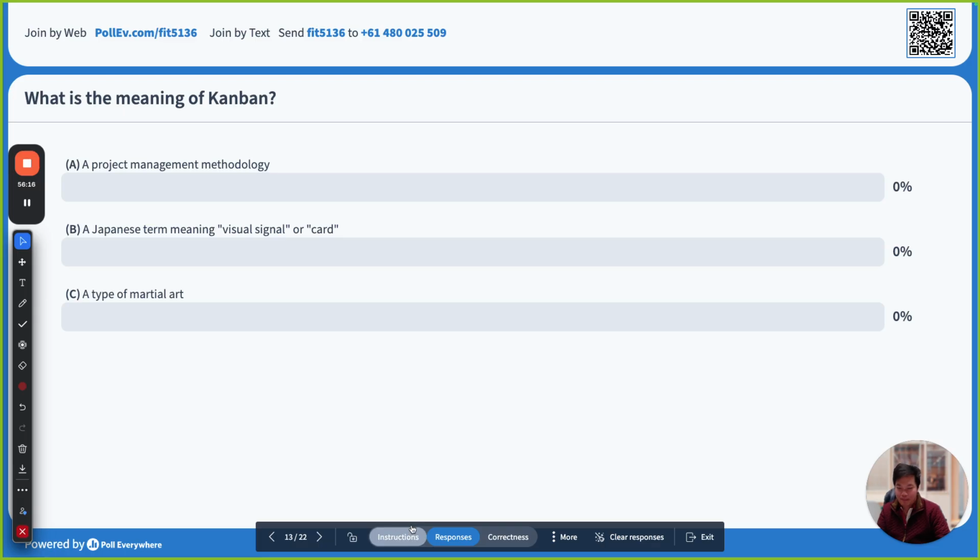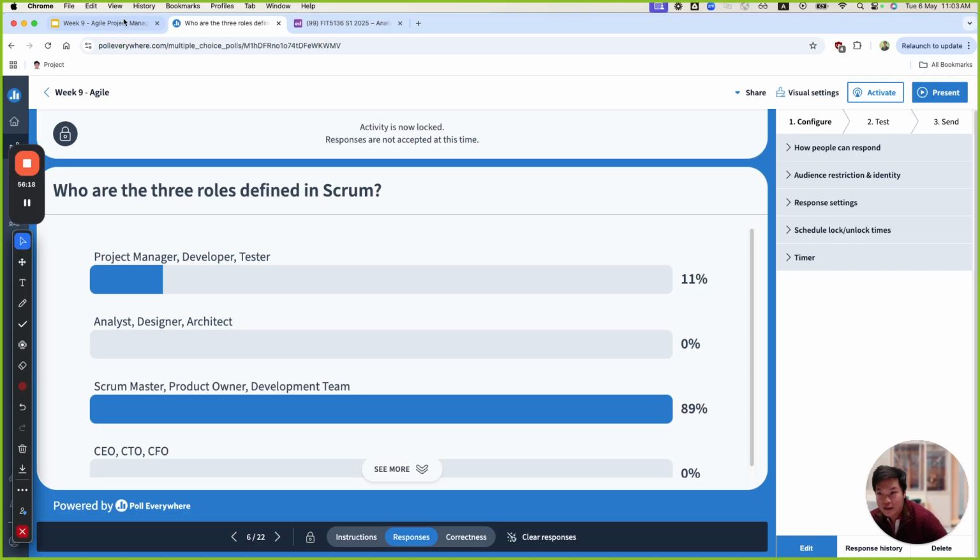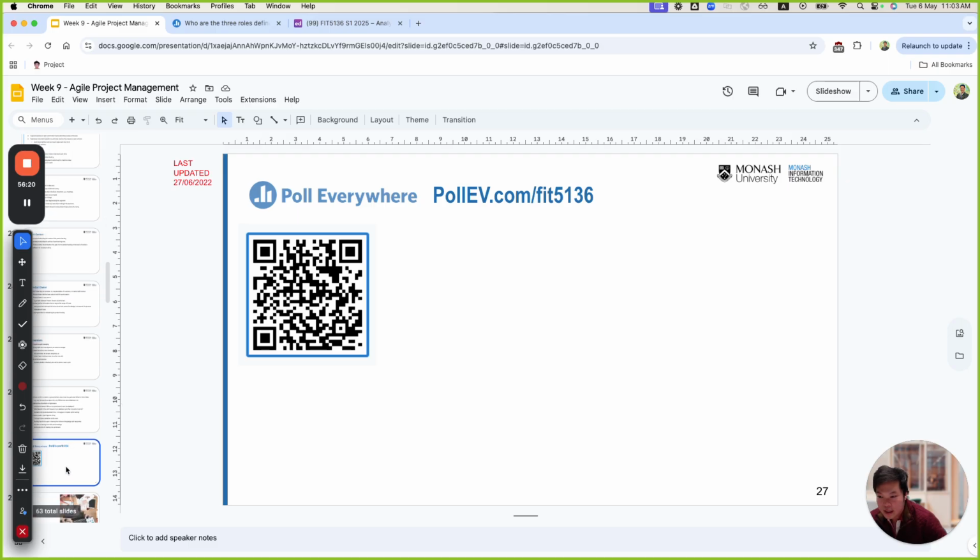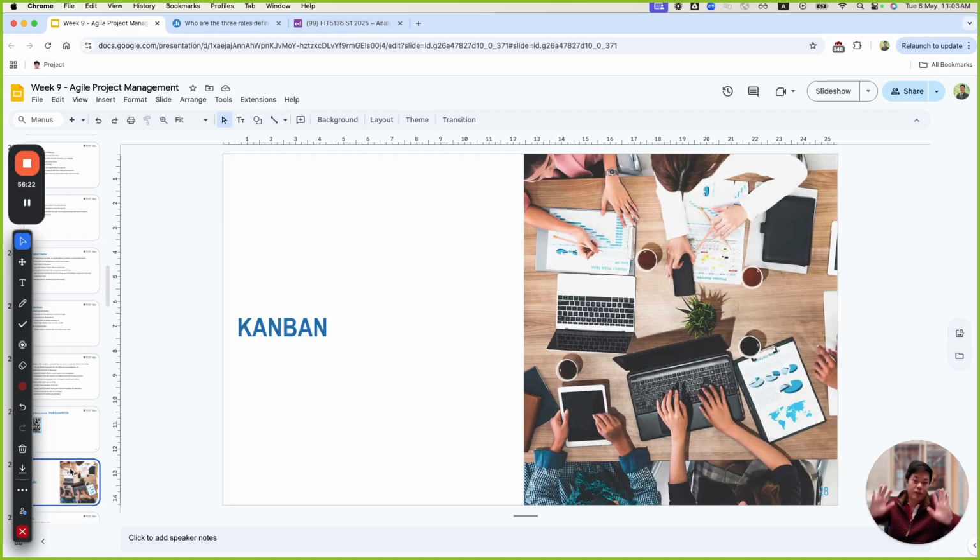Okay, what is the meaning of the Kanban? All right, okay, now go back to this one. And as I told you, Agile has two frameworks that you can implement. The first one is a Scrum. We use that in our unit, okay? And another one is a Kanban, okay? What is a Kanban?